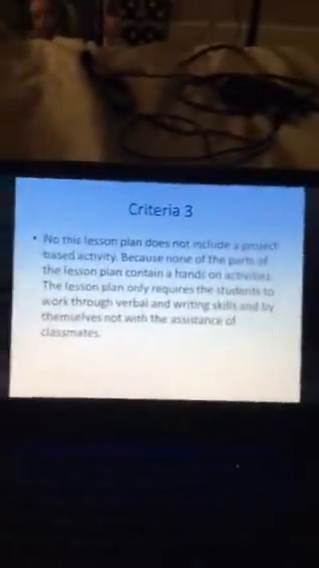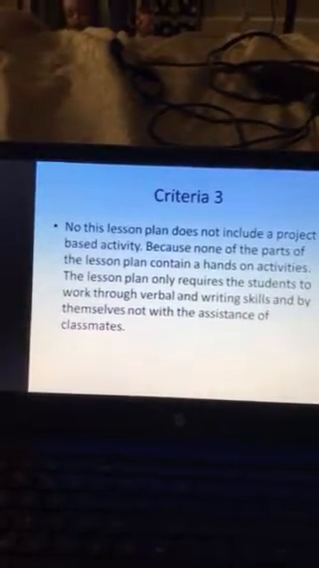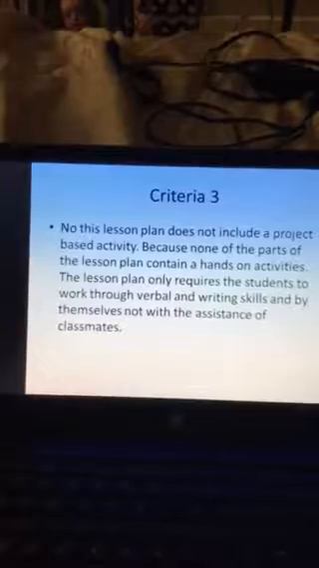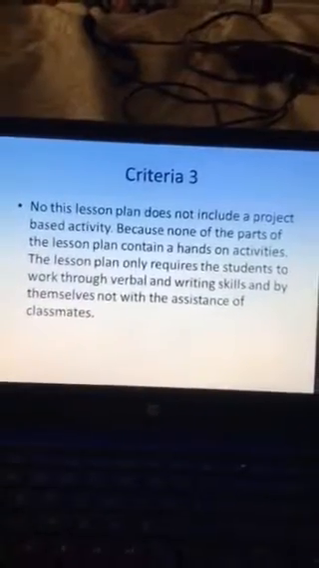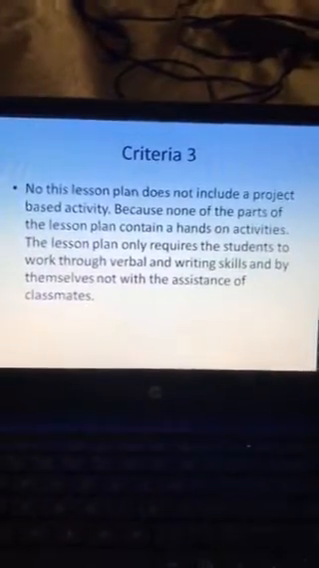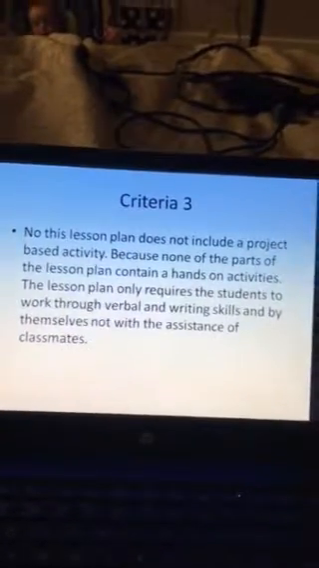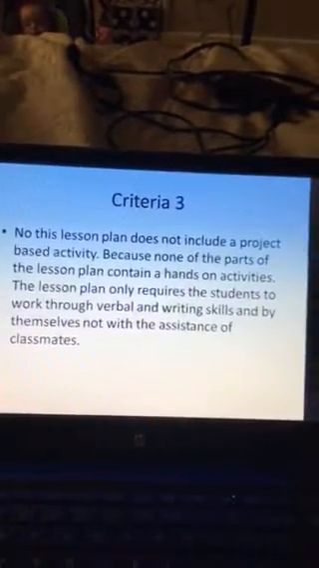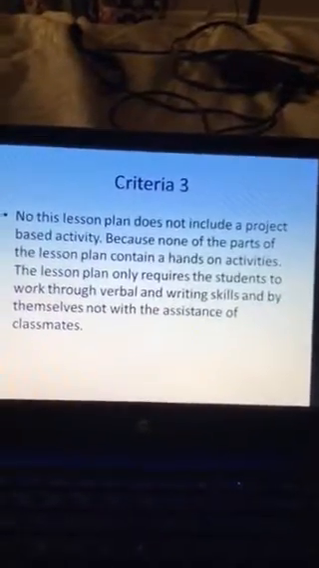Criteria 3. The question is, does the lesson plan include a project-based activity? Are they doing the work that a real scientist, mathematician, historian, etc. would do in the real world? My answer is no, this lesson plan does not include a project-based activity because none of the parts of the lesson plan contain a hands-on activity. The lesson plan only requires the students to work through verbal and writing skills and by themselves, not with the assistance of classmates.